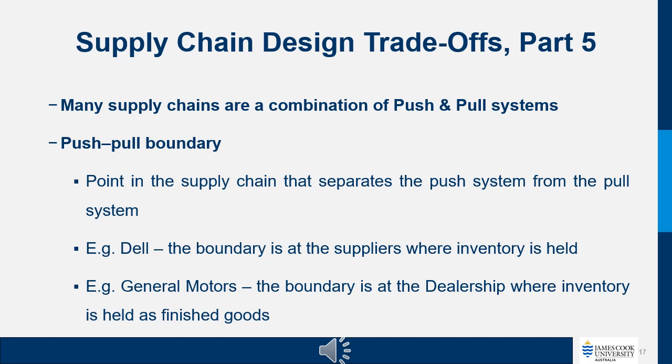General Motors, looking into it, the boundary is at the dealership where the inventory is held as finished goods. So the decision between push and pull systems requires careful analysis of supply chain dynamics, customer demand patterns, inventory management capabilities, and the overall strategic objectives of the organization. The chosen system should align with the organization's goals and ensure the efficient flow of goods through the supply chain while meeting customer demand effectively.